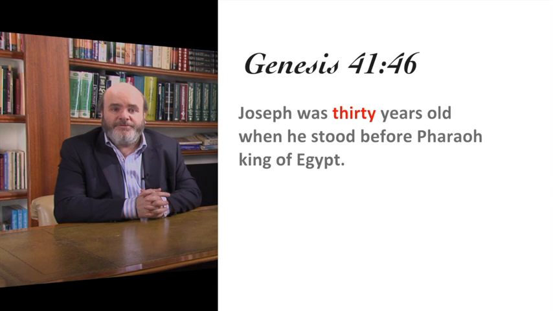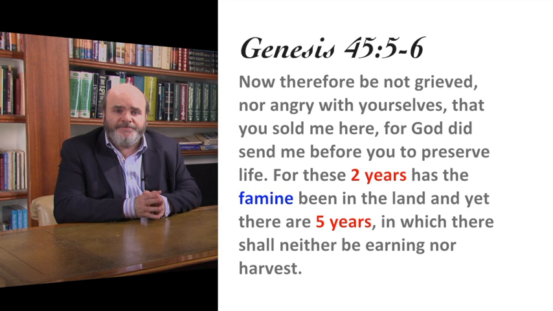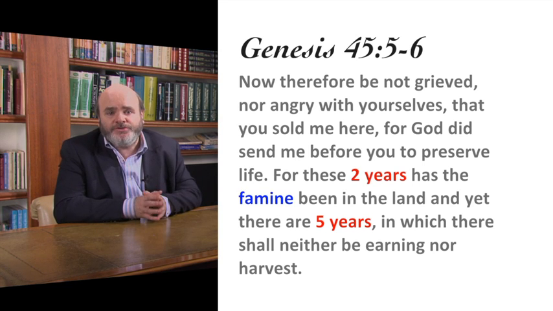Joseph revealed himself to his brethren after 9 years of rule. We read that in Genesis 45, verse 5 and 6. Joseph says, "Now therefore be not grieved, nor angry with yourselves, that you sold me here, for God did send me before you to preserve life. For these 2 years has the famine been in the land, and yet there are 5 years, in which there shall be neither earing nor harvest." You see, Joseph first ruled in the 7 years of plenty, and now in the second year of the 7 years of famine, this is when he revealed himself to his brethren. So by now he had ruled for 9 years. So now Joseph was 39 years old.